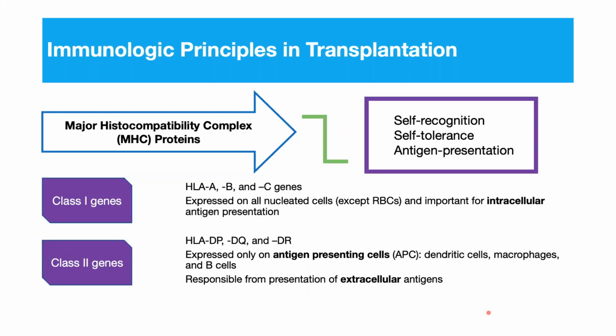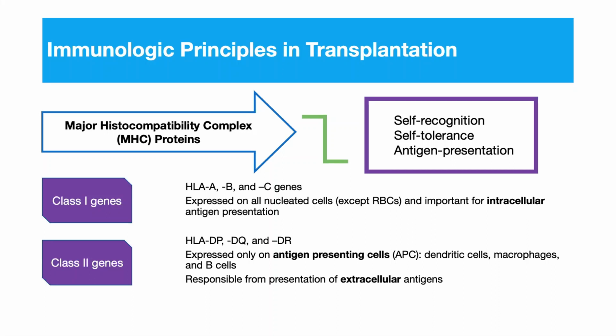Okay, just to understand the immunological principles involved in transplantation. I'm sure most of you are aware of the MHC proteins that are found in leukocytes, or human leukocyte antigens. These are proteins that are found on the surface of almost all cells except maybe RBCs, okay? It gives the identity to the cell to recognize itself and also tolerate itself without being destroyed. And it is involved in antigen presentation with regard to organ transplant, okay?